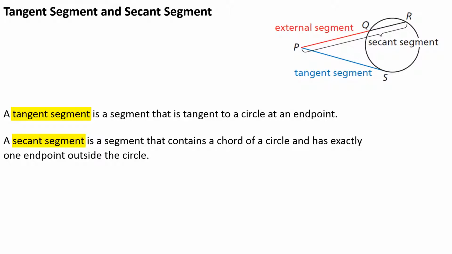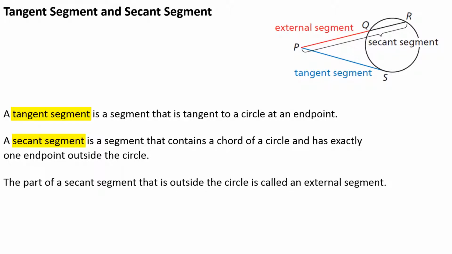Notice to be a secant segment, one endpoint has to be on the outside of the circle. And for the outside part of the circle on that secant, we call that the external segment. So the entire segment is called the secant segment, but the part outside the circle, the external segment. Notice we don't say that for the tangent segment because the entire tangent segment has to be outside the circle.